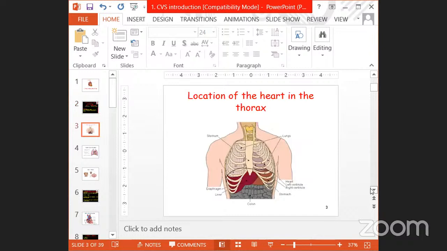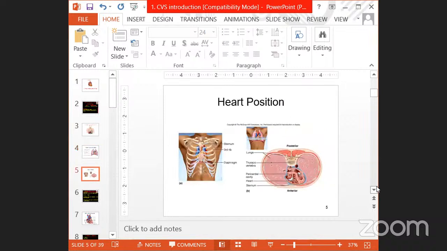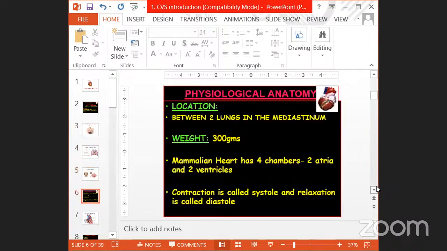Coming to the physiological anatomy of cardiovascular system, the heart is located in the middle mediastinum in the thorax, that is mediastinum, that is between two lungs, and the base of the heart is broad superior portion of heart, and the apex is inferior end, tilts to the left, tapers to the point. So approximately we can say it is about the size of our fist. So this is the position of our heart, and it is between two lungs.